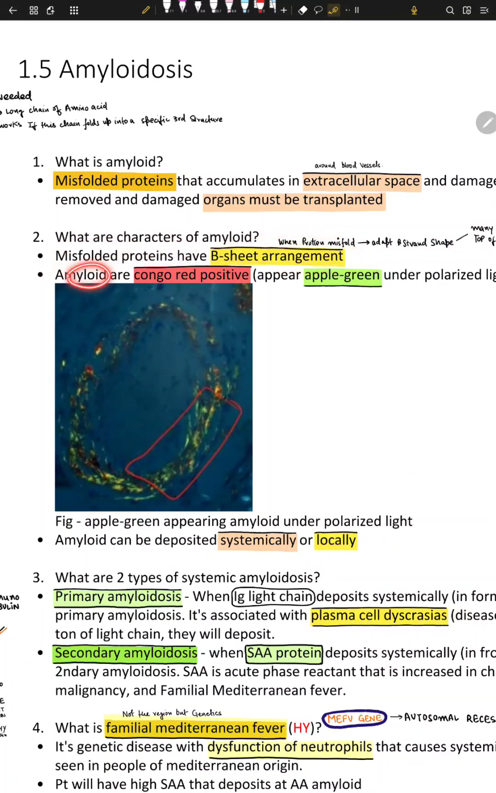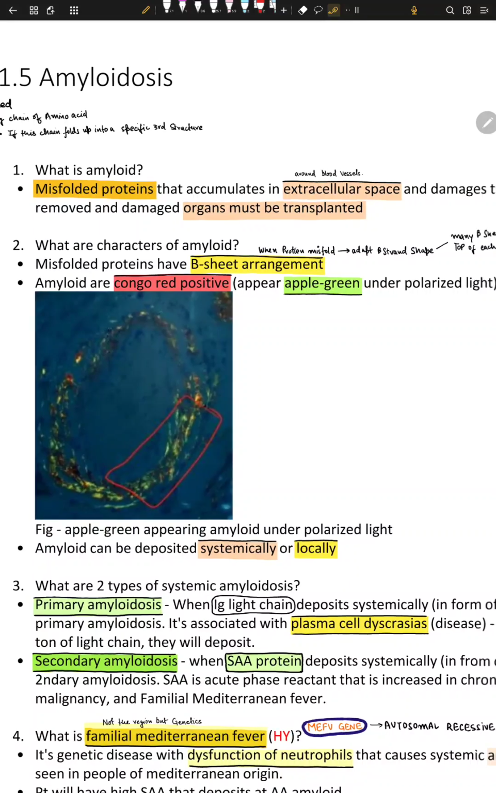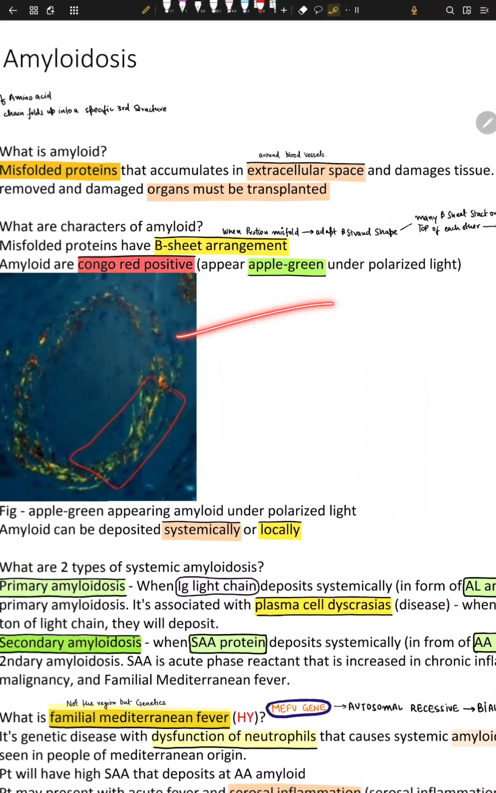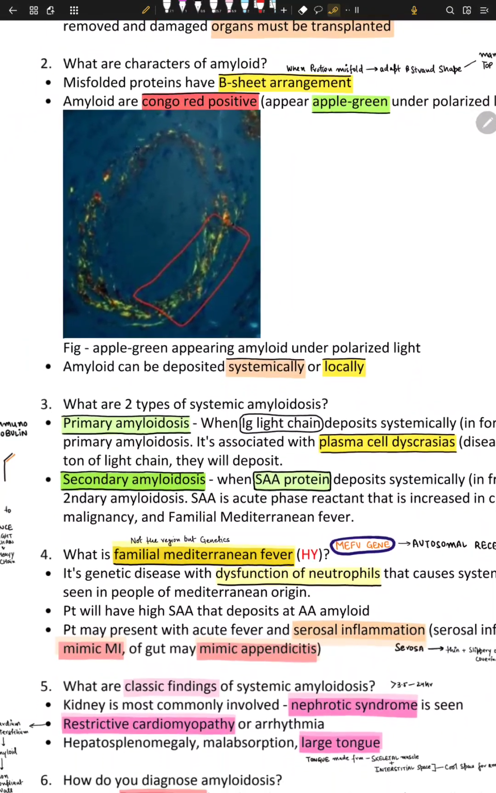Beta sheet. Amyloids are Congo red positive in the lab. Amyloids are Congo red positive. They appear purple red. They appear Congo red, and they appear apple green under polarized light. So when we shine polarized light on them, we get an apple green color on amyloid. So A for amyloid, A for apple green.